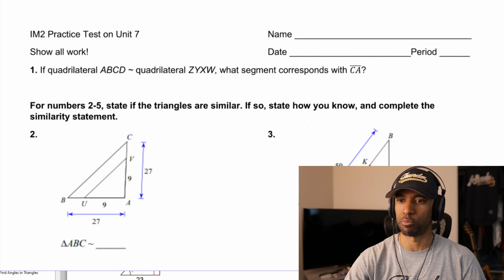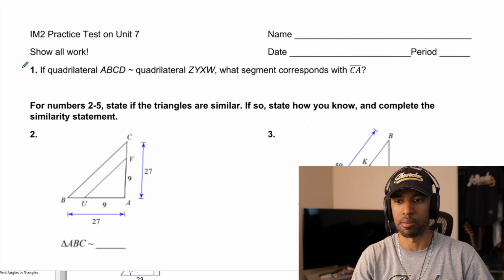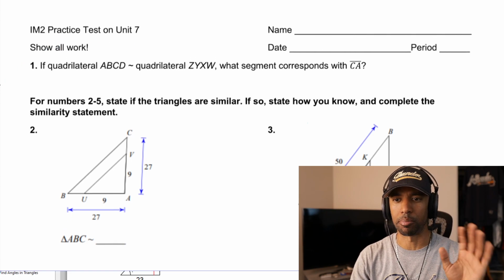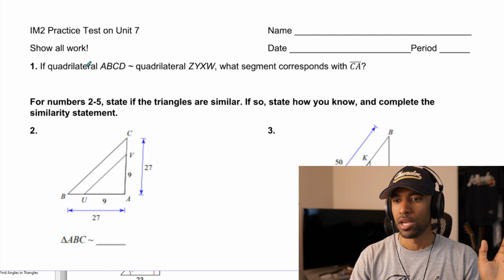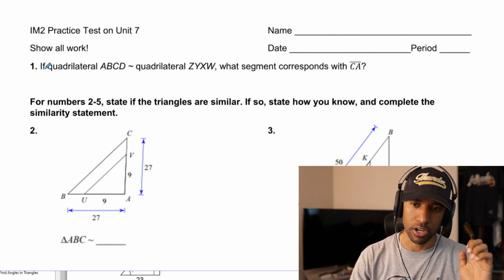I have not even taken my own practice test. It's not really mine. It's kind of my department's. But I added a couple problems here and there to kind of even it out. But let's get started right here on question number 1.